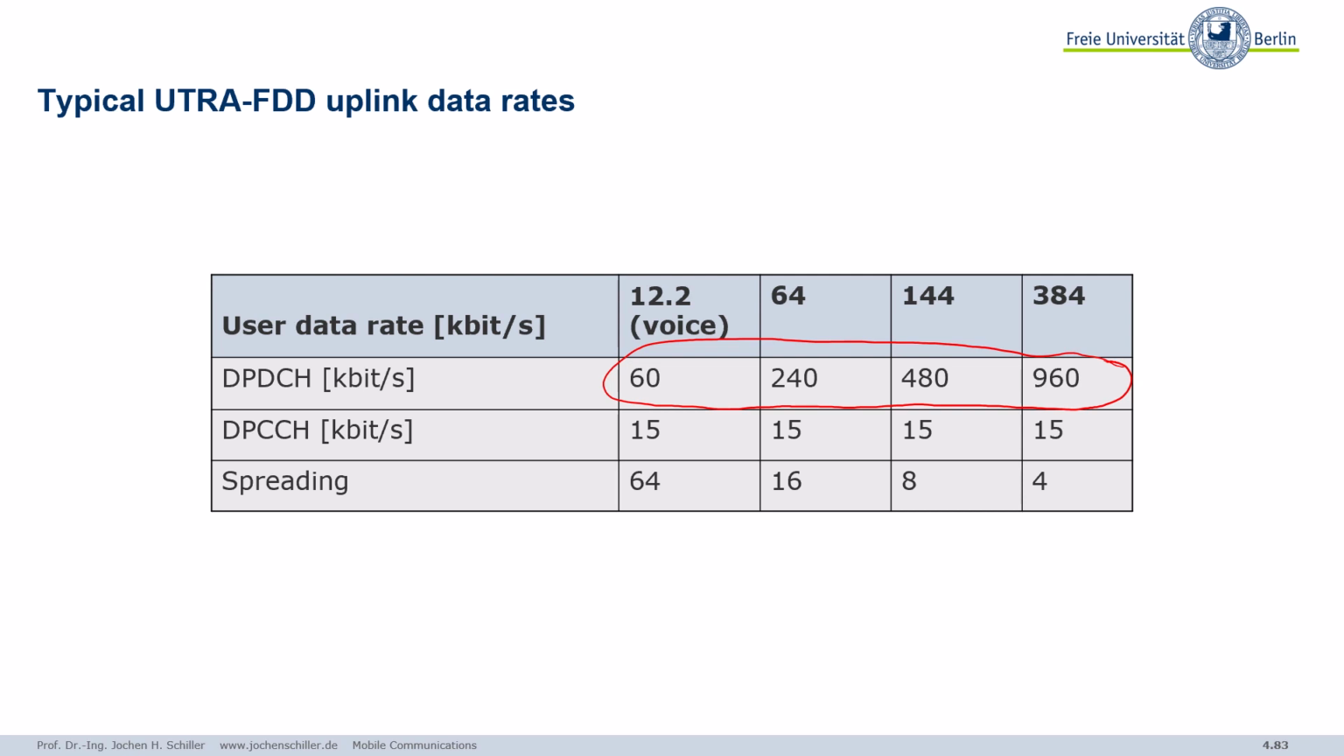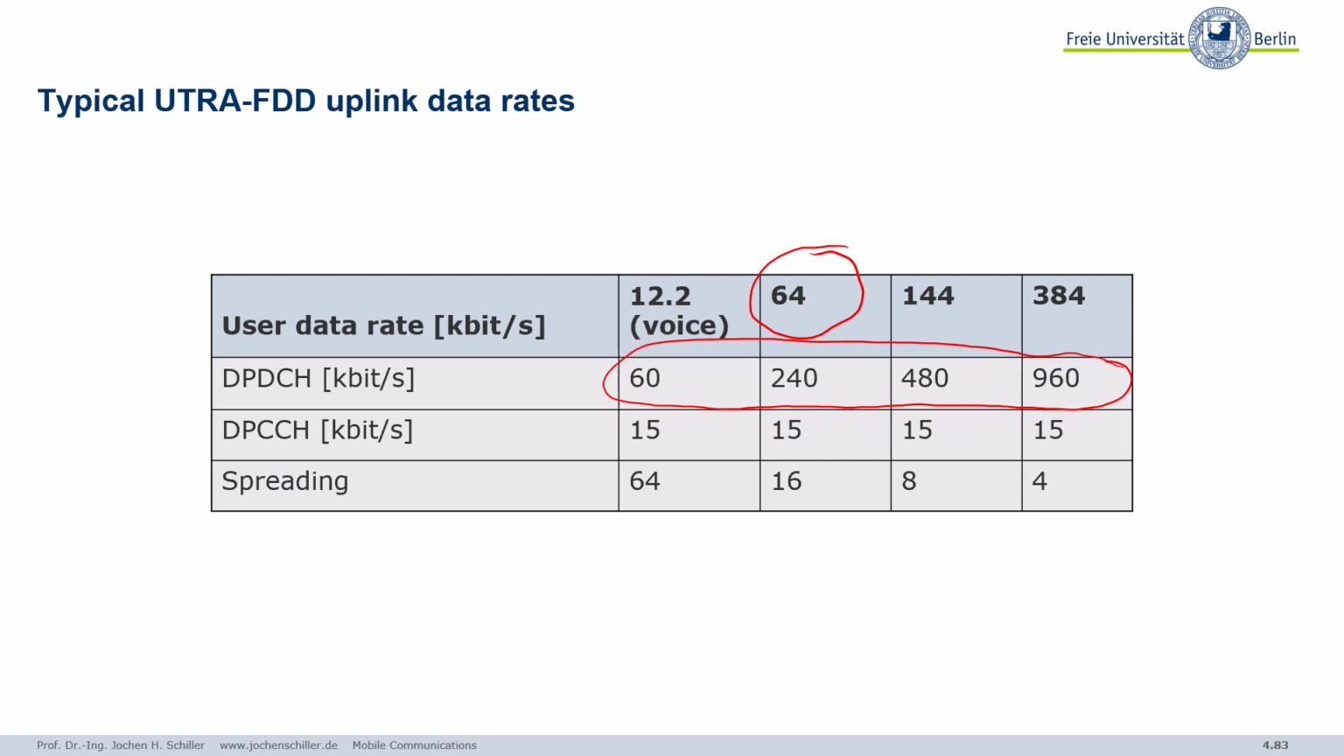And if you want to transmit another number, something in between, you have to pick, for example, the higher value. Just as an example, if you have a user data rate of 64 kilobit per second, you would pick, for example, 240 kilobit per second. That is supported, a certain spreading, and then you can transmit it plus redundancy, etc. For 144, you use the 480, etc. For a typical voice connection at 12.2 kilobit per second, you pick a 60 kilobit per second channel.